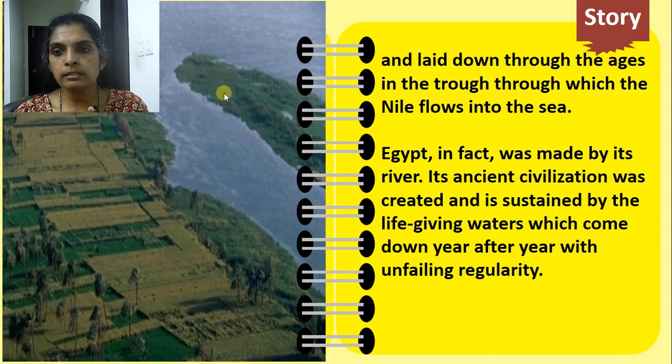Its ancient civilization was created and it's sustained by the life-giving waters which come down year after year with unfailing regularity. So the country of Egypt, not now, even from the time of civilization, since ages, you all would have heard of the pharaohs, the pyramids, all the very famous kings. They all stayed close to the river Nile because it was so fertile, and the country flourished because of the river.